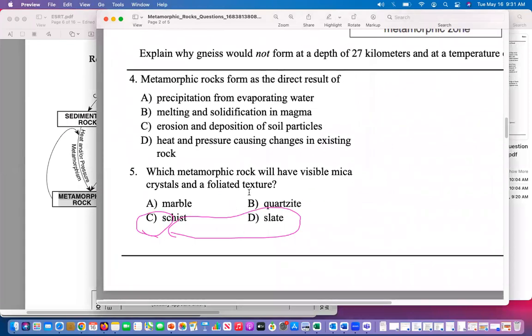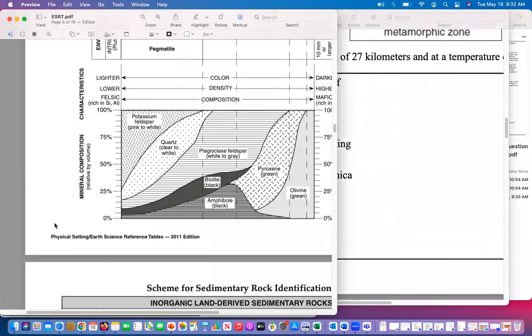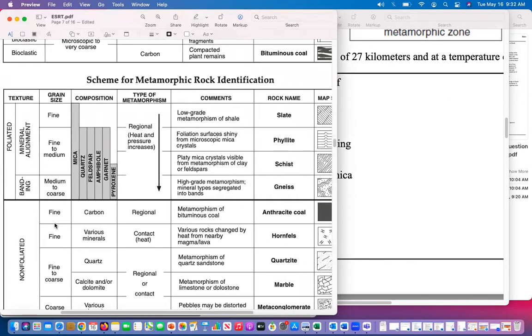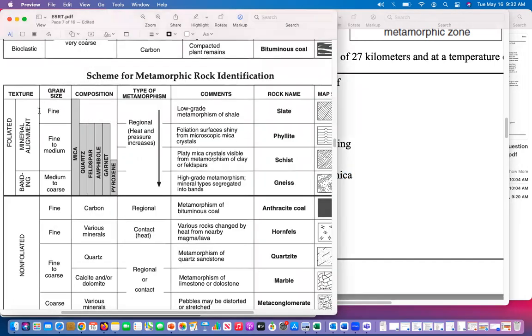Number 5 says, which metamorphic rock will have visible mica crystals and a foliated texture? So what page of the reference tables am I looking at for metamorphic rocks? Page 7. All right. So it tells me which metamorphic rock has visible mica crystals, right? And a foliated texture. When I'm looking at texture, I see foliated. So I'm only looking at the rocks that have a foliated texture. That means it's going to be any one of these rocks here. Any one of these rocks here has a foliated texture.